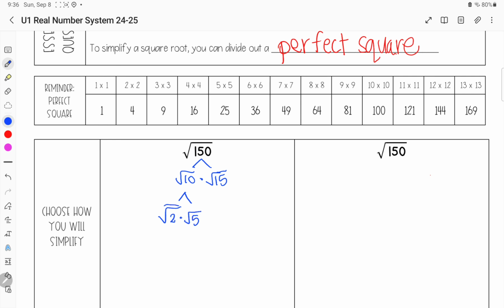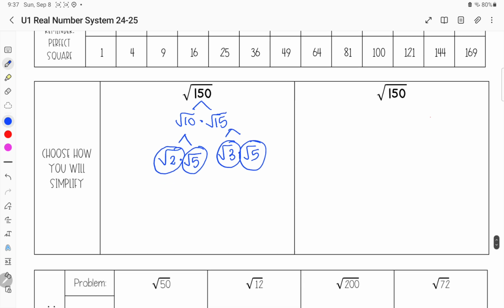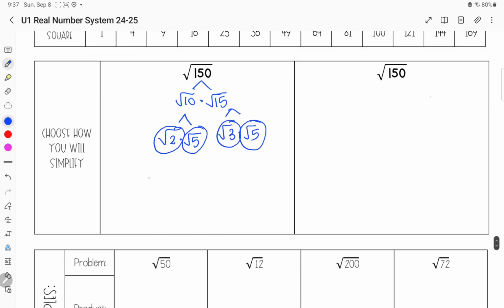So I'm done. Just like before, you would circle them if they were prime. And then I have root 3 times root 5. And again, these are prime. So then we could rewrite this. So we could take our radical sign, and underneath our root sign, we would write 2 times 3 times 5 times 5.